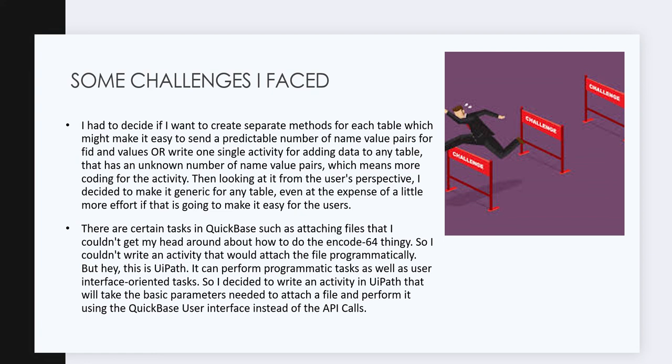For example, to attach a file, the way it will work is it'll open the browser, log on into QuickBase into your application, and then directly go to the record to add or edit the attachment file, click on the browse button, select the file, and press the save button. Then come back to QuickBase and press the save button so that the file is attached, and all this happens completely automated. So those are the other things that I had to do because I couldn't do it with the API call. That was the second challenge.